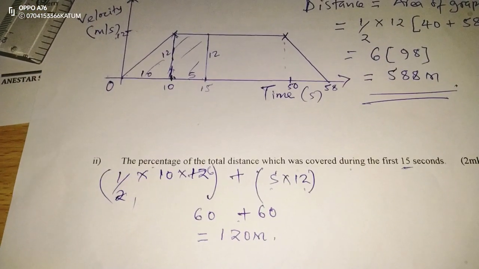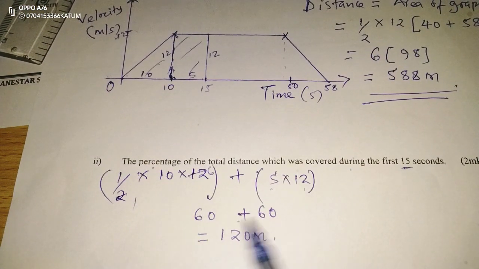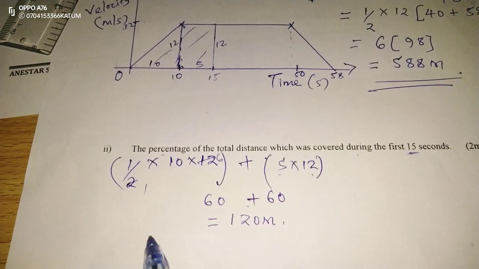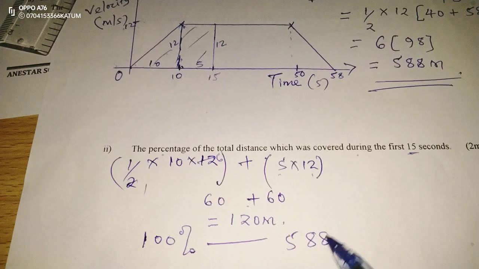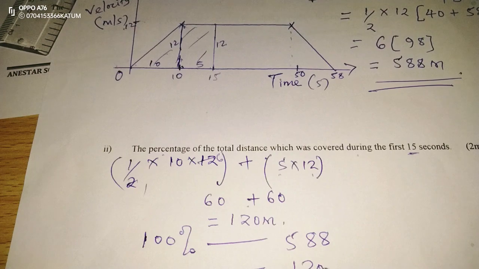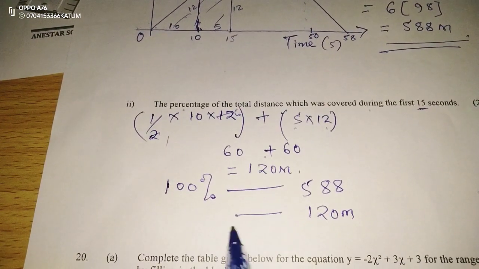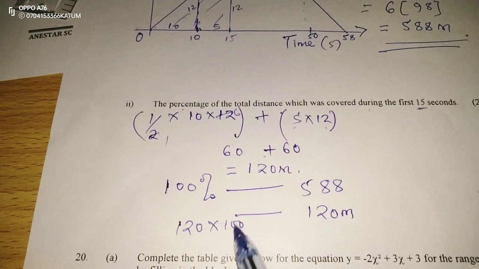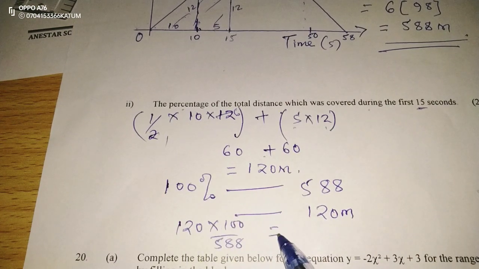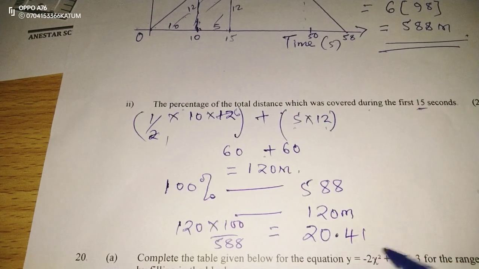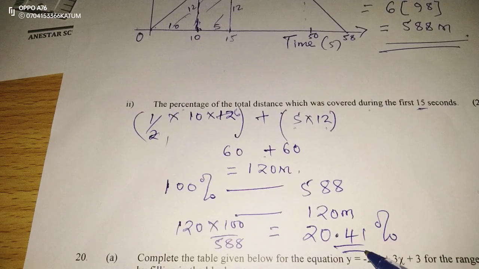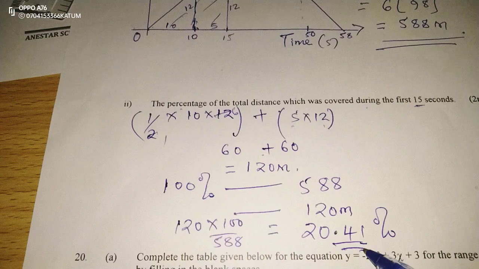And the total distance, remember, is 588. So the percentage of this distance is going to be: 100% of the distance traveled is 588, so what about 120 meters? What percentage will it take? So 120 by 100 divided by 588. This is going to give us 20.41%. That is the percentage of the distance traveled in the first 15 seconds.